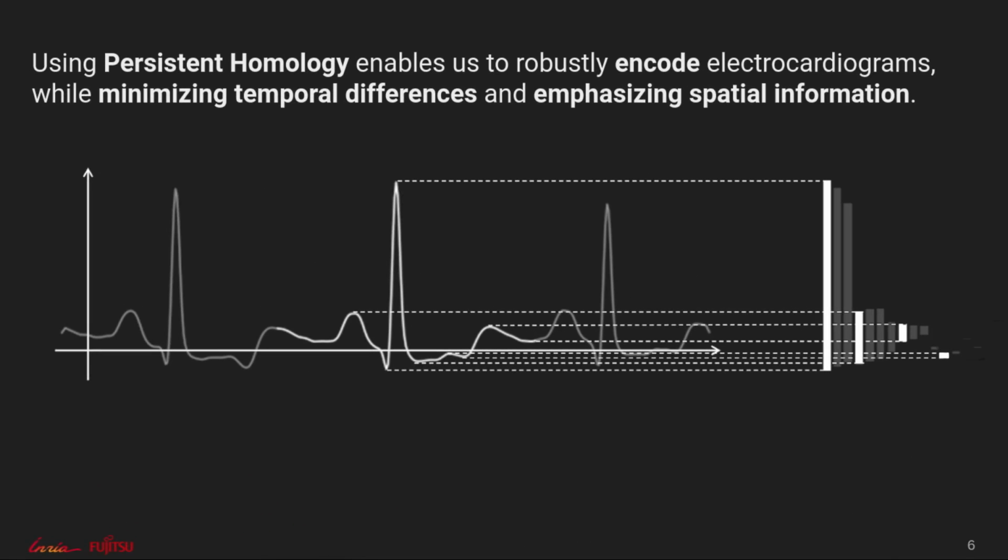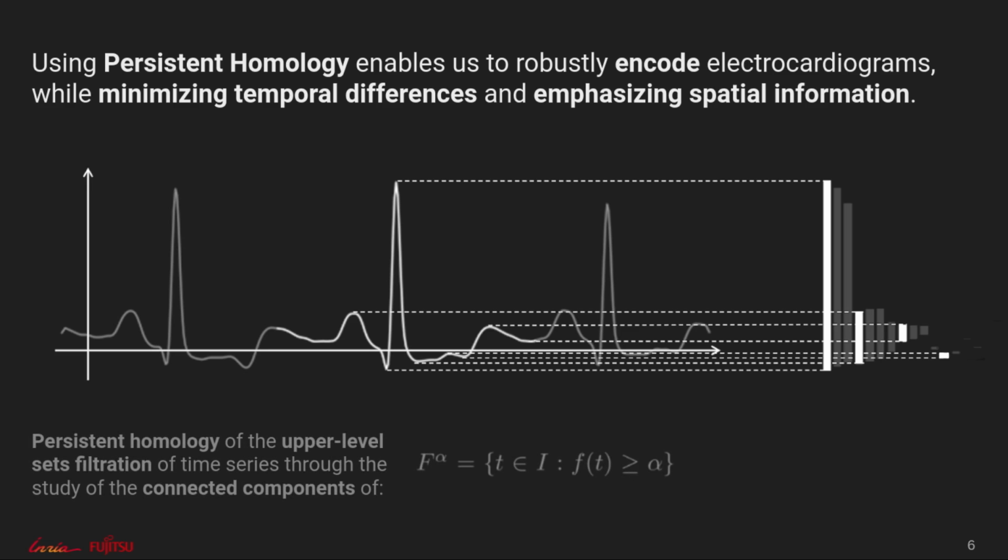Now let's dive back into our problematic of arrhythmia detection. As I said previously, what we were interested in is the shape of those heartbeats. Let's see what TDA has to offer in terms of topological features and patterns extraction. Here is a classic ECG signal. For the sake of this example, we will only consider the upper level sets filtration and study, as we saw previously, the evolution of the connected components of the signal through a persistence barcode representation.